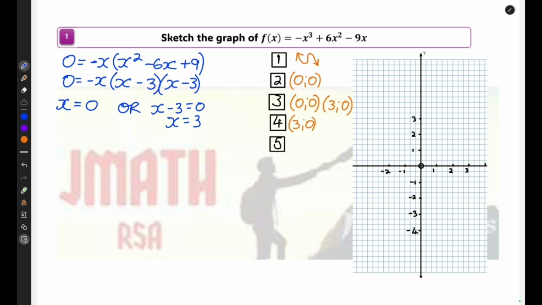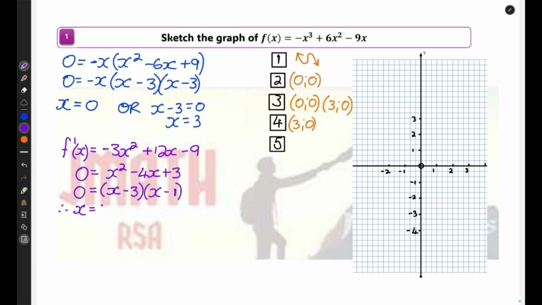Now to find the other turning point, I need to make the derivative equal to 0. The derivative of f would be equal to minus 3x squared plus 12x minus 9. If I make that equal to 0, I can divide by minus 3, so x squared minus 4x plus 3. If I factorize, that gives me (x minus 3)(x minus 1). Therefore, x is equal to 3, or x is equal to 1.